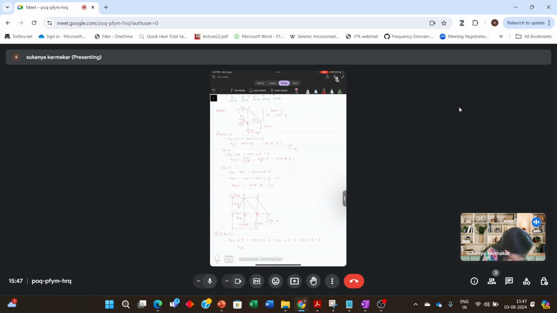So FHI comes out to be, plugging in the numbers, 1500 into 3 plus 1500 into 6 plus 1500 into 9, divided by 4. It comes out to be 6750. Again, it is positive, meaning this force is in tension.